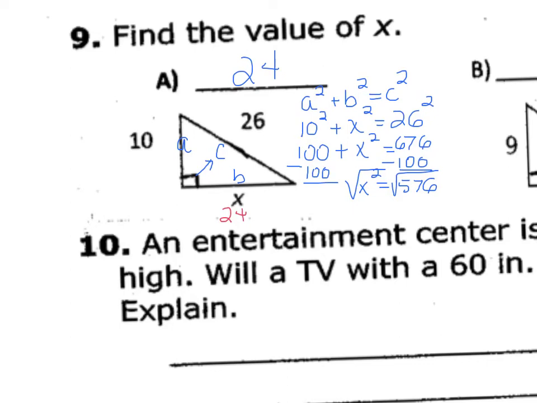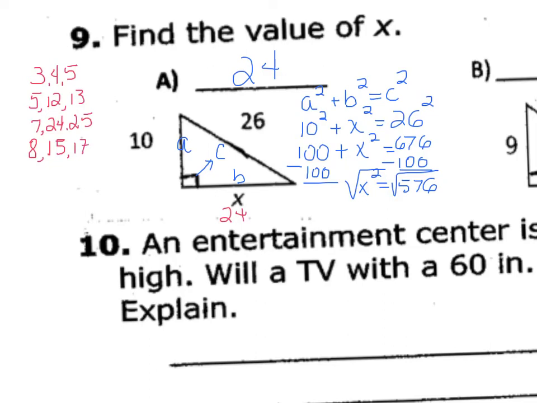Which are the triplets? Give me the triplets. One of them is 3, 4, 5. Then 5, 12, 13. 7, 24, 25. And then 8, 15, 17. Those are the most common triples.